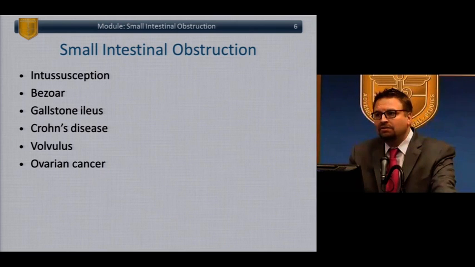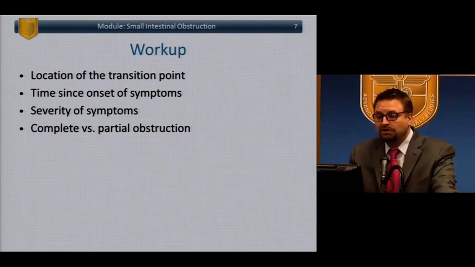And when it comes to cancer, most of us are probably used to treating GI malignancies, colon cancer, pancreas cancer, and the like. But we should also not overlook non-GI cancers. Ovarian cancer would be one of the typical ones causing small bowel obstruction.